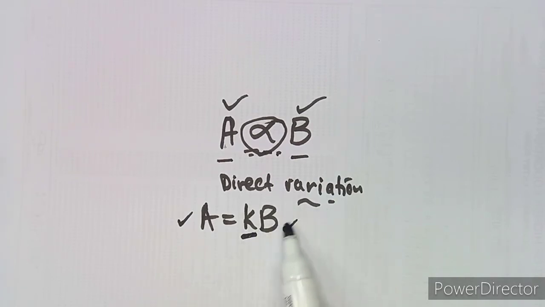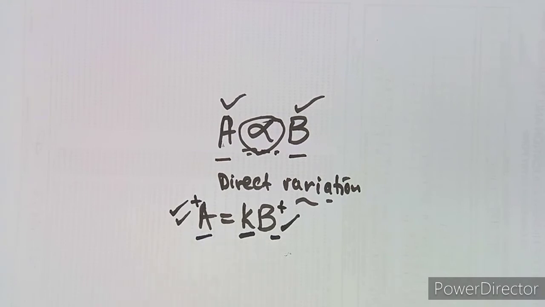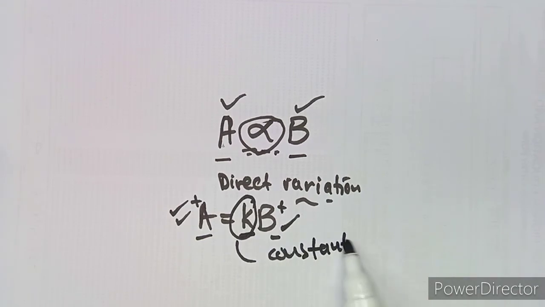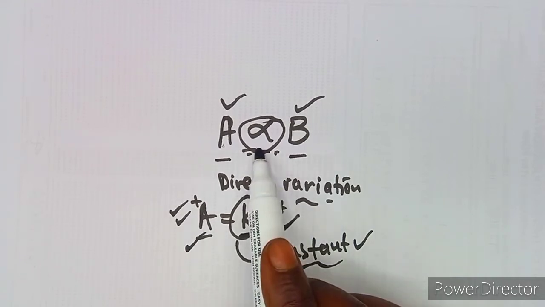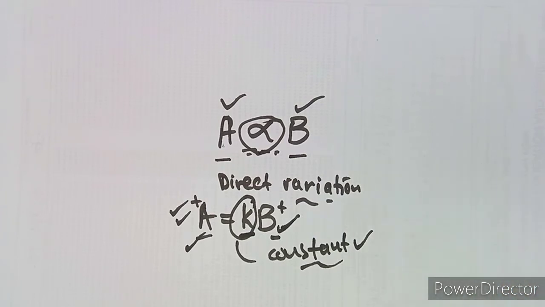For the value of B to increase, A must also increase. If B decreases, A is also going to decrease. This is the constant that we have introduced, and it is going to remain the same throughout. So you have to determine the value of the constant for the values of A and B that you are given. This statement means A varies directly as B, or A is proportional to B.